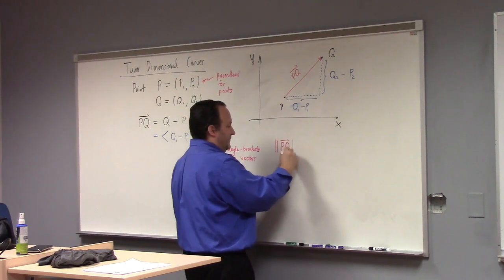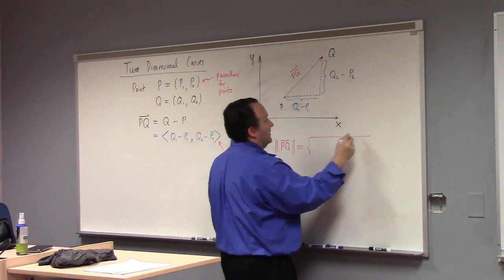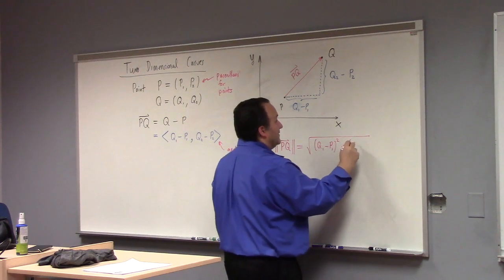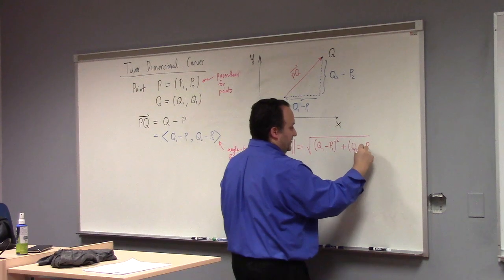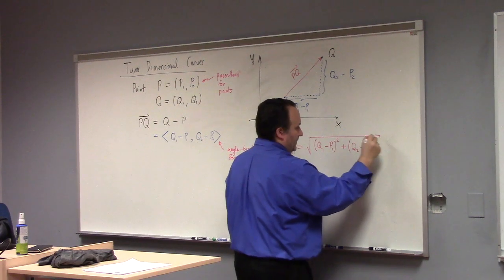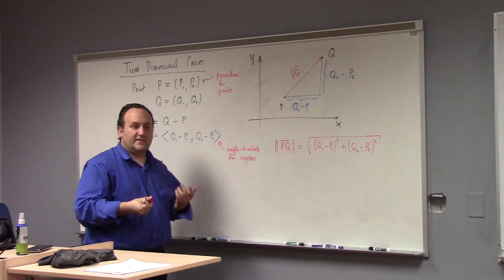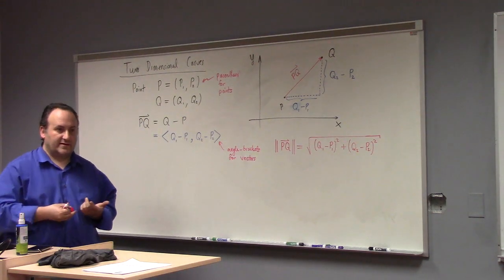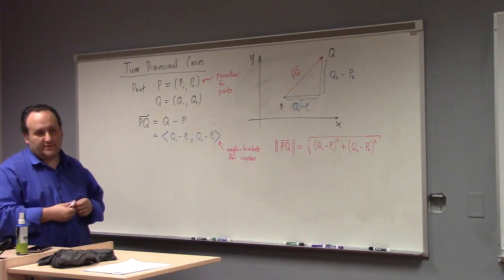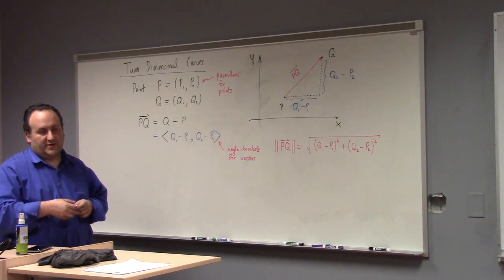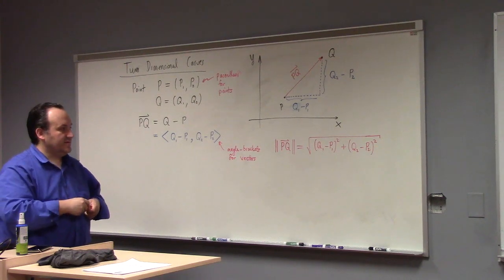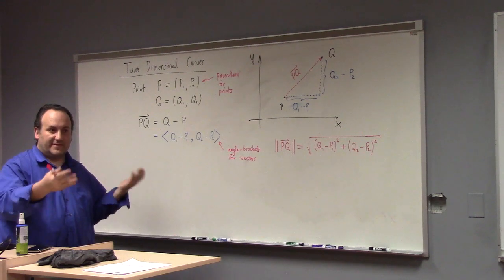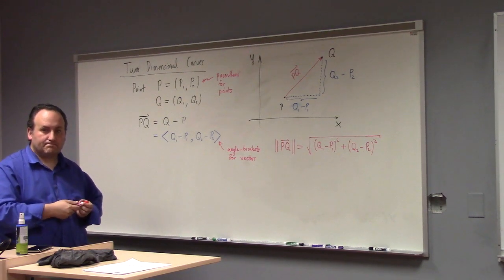Right, so the length of this PQ vector would be the square root of Q1 minus P1 quantity squared plus Q2 minus P2 quantity squared, right? I'm not really telling you anything new, am I? I'm just maybe giving you a different notation for something you've already talked about. This is the distance formula between 2 points, right? But I'm approaching it to describe something new, which is the length of a vector. It's the length of this directed line segment, all right?